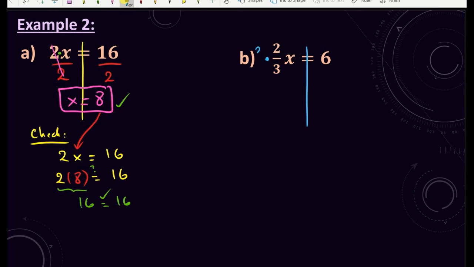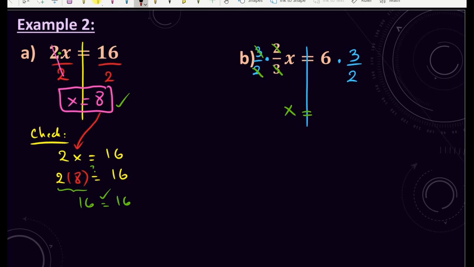So 2 over 3, you flip it, you will have 3 over 2. You multiply 3 over 2 on both sides. The goal is 3 and 3 divide each other out, 2 and 2 divide each other out, and give you x by itself equal to, multiply the fraction on this side, on the right side, 6 over 1.